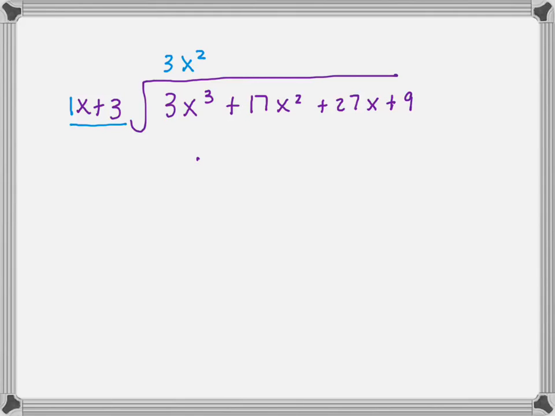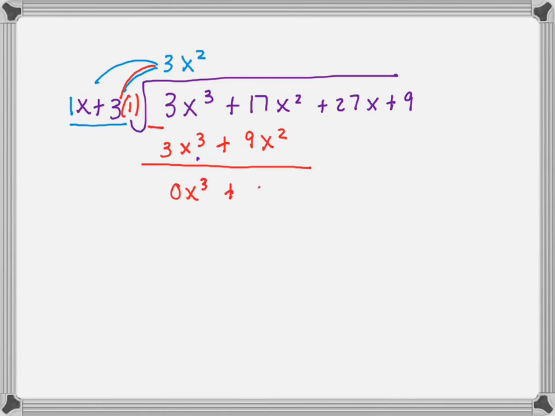So now here's where things get a little bit more complicated. What we do is we multiply this 3x squared to the x and the 3. So when we multiply them, we get 3 times 1 is 3, and x squared times x is x cubed. And now we're going to multiply the 3 to this 3. So we're going to add 9, because 3 times 3 is 9, and then there's an imaginary coefficient of 1 here. So we're going to multiply the x squared by the 1, which is going to give us x squared. So now we're going to subtract this whole binomial, and we get 0x cubed plus 8x squared, right? So now this is good.